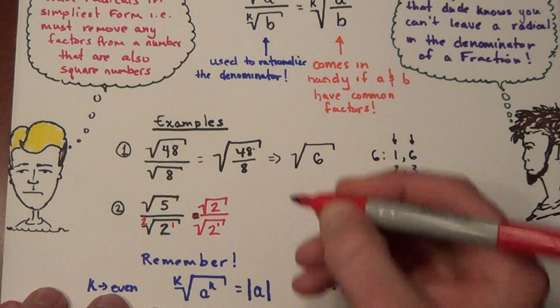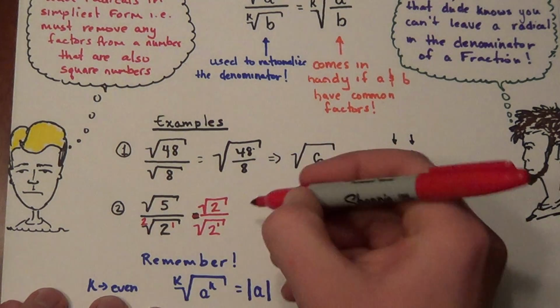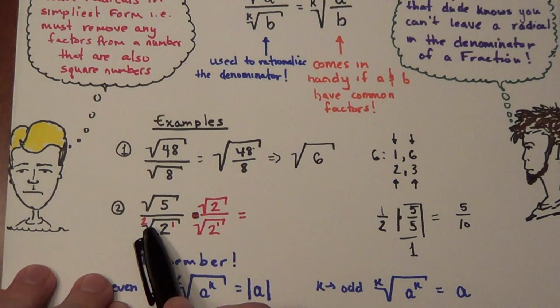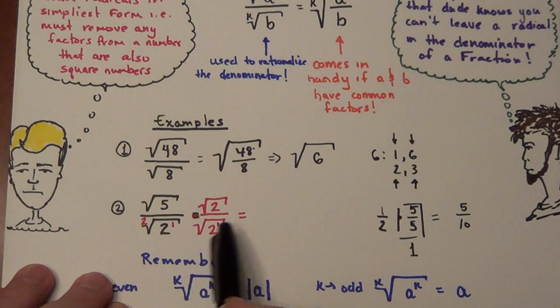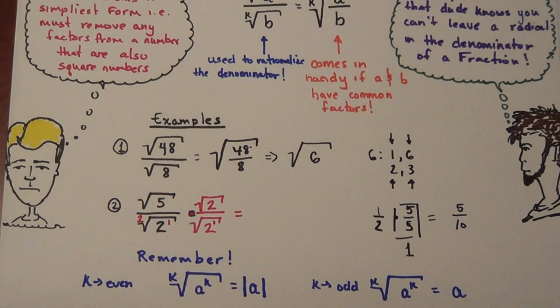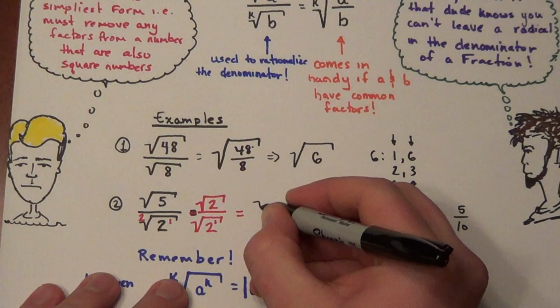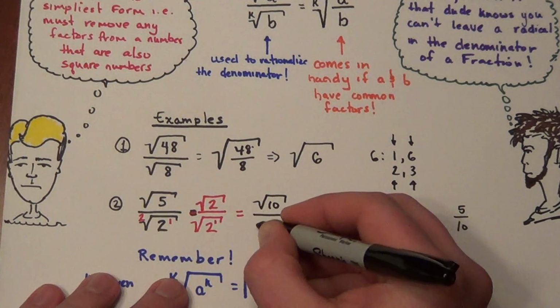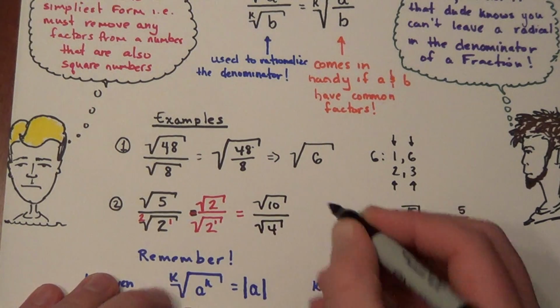However, I now have 2 to the first times 2 to the first. And applying a multiplication property of roots that states that if I take a radical that has the same index as another one, I can multiply the radicands together. So what I now have here is that this essentially is root 10 divided by root 4.